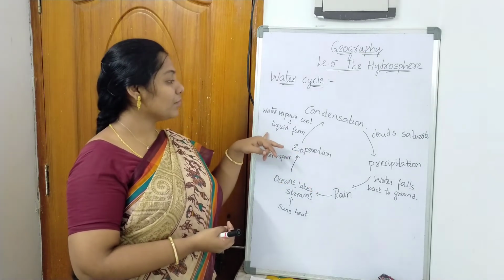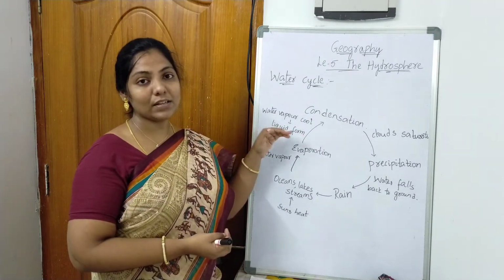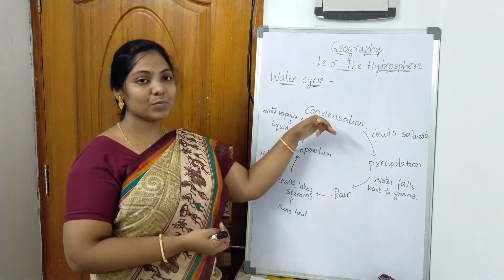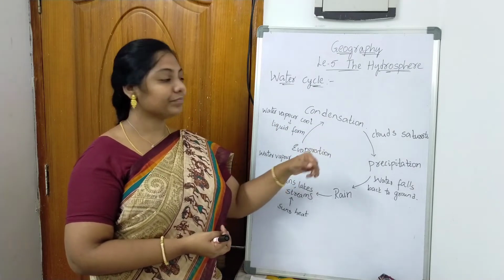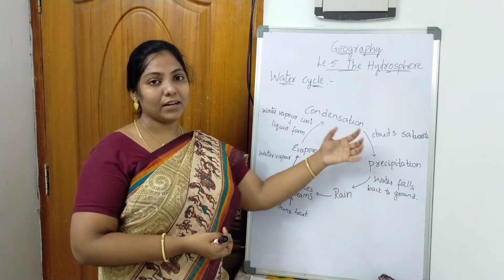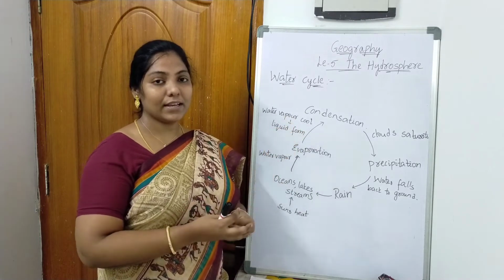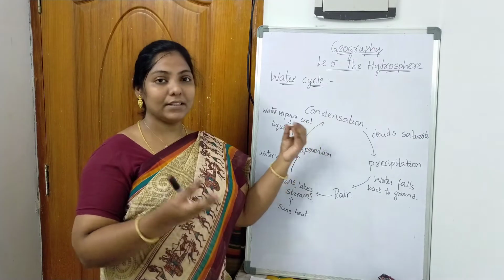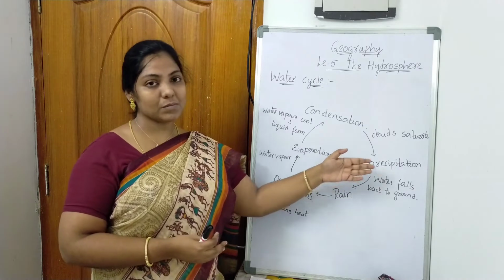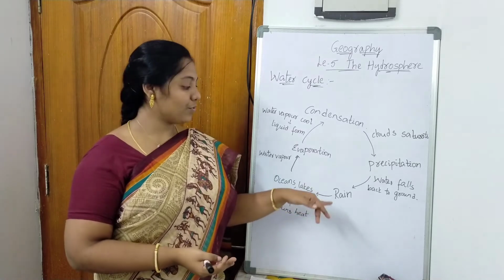And the raised water vapor, what will happen? After reaching a certain height, it will cool down there and it will change into liquid form. Which is there in the vapor form, it is changing into liquid form. And this process is called as condensation. And so after condensation, what will happen? Clouds will be formed. All this liquid form that is formed, all together will form a cloud. And when two clouds meet together or when two clouds saturate, we can see precipitation. Precipitation is nothing but it comes down to earth in the form of water. We call it as rain.